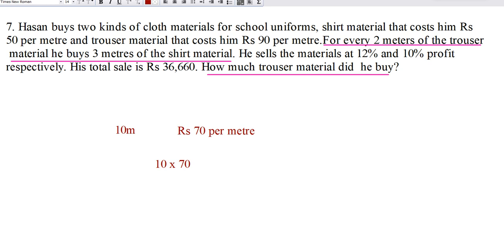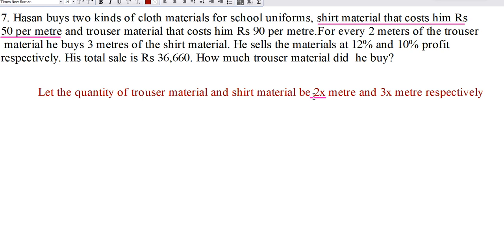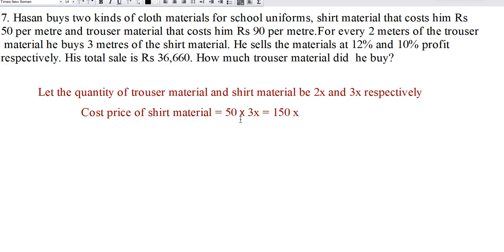Like that, here 2 meters of cloth is there, and per meter 50 rupees. So you can find the total amount for the trouser material and the shirt material. So the cost price of the shirt material you can write as 50 into 3x, that is 150x.